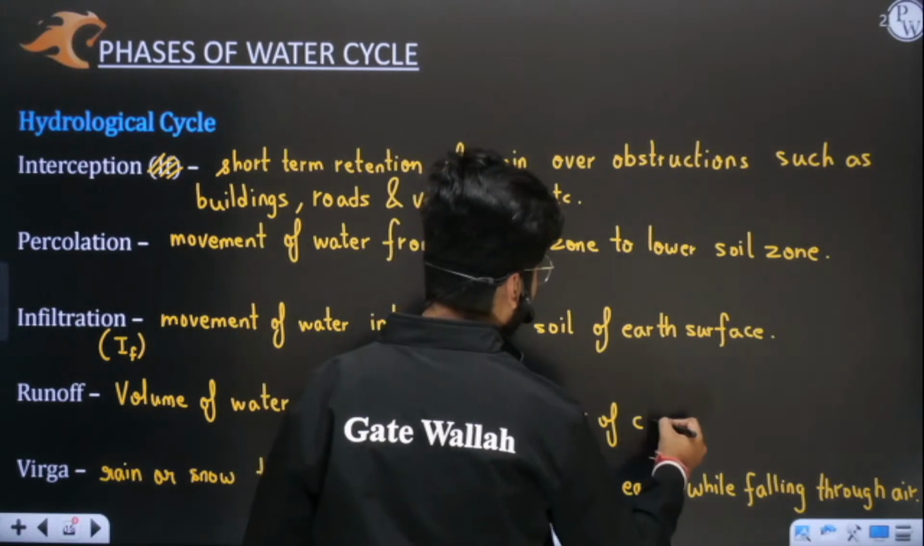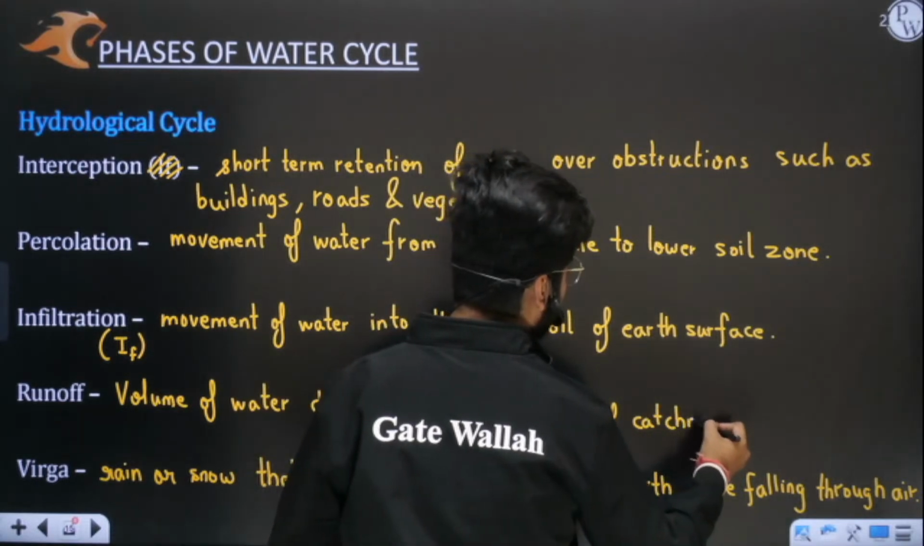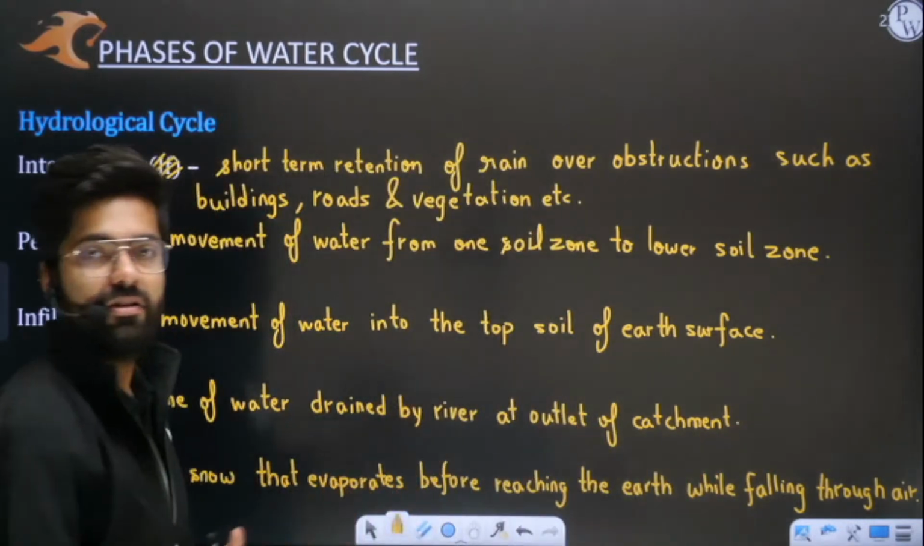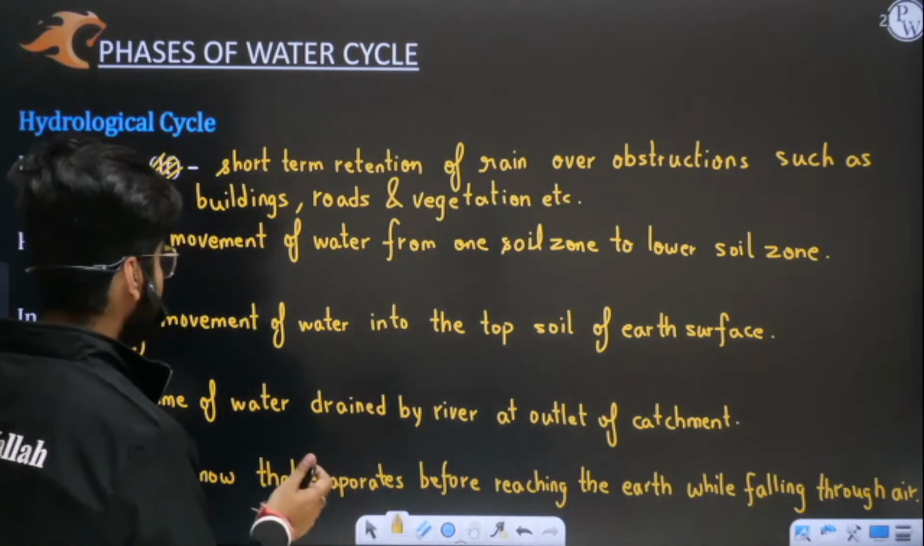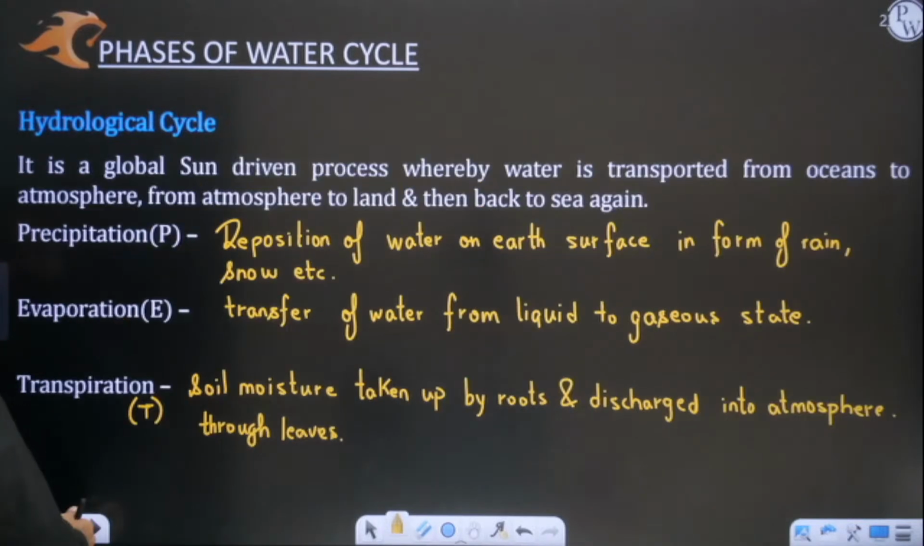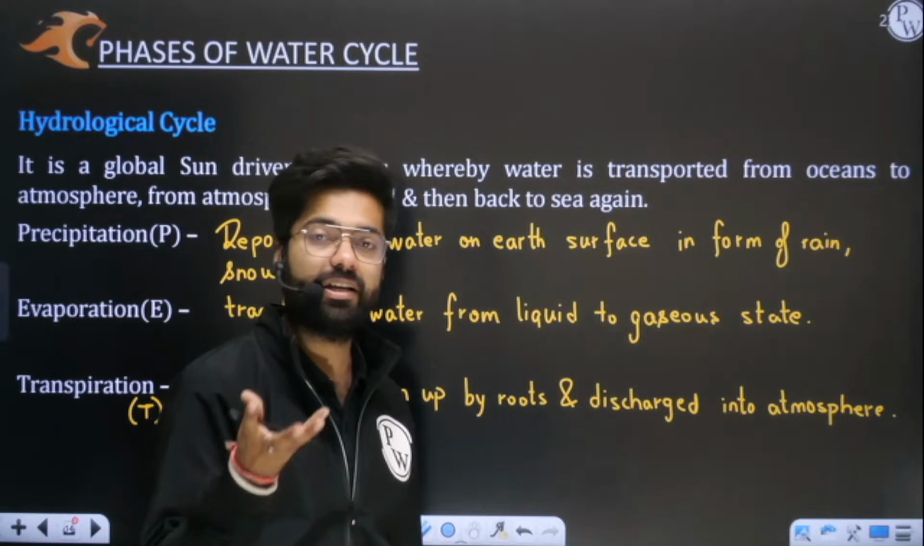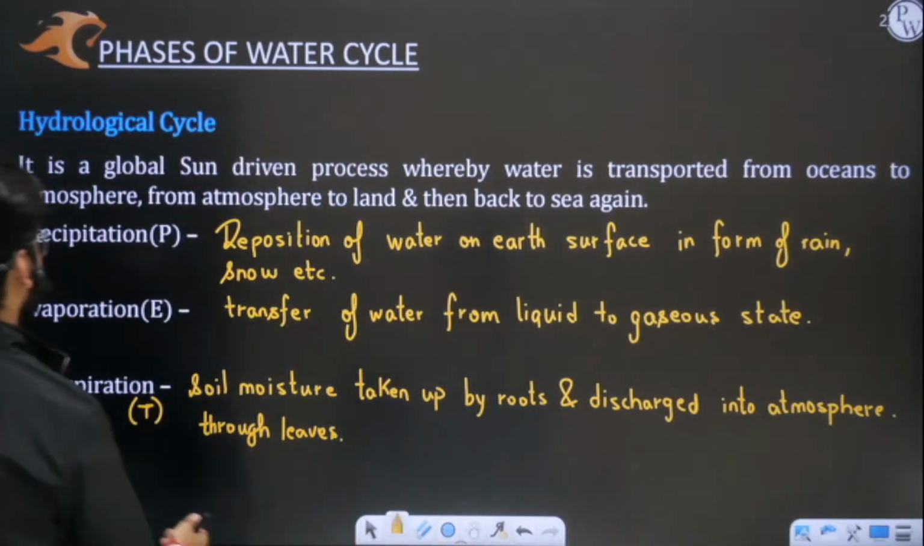Now you must be wondering, sir, what is outlet? What is catchment? Can you make me understand the meaning of this? See, let me conclude this water cycle, then I will tell you what exactly catchment area is. Okay, the very next topic is that only.